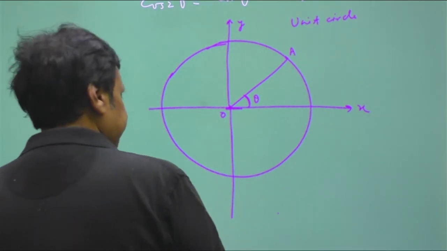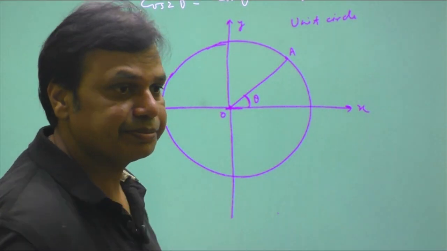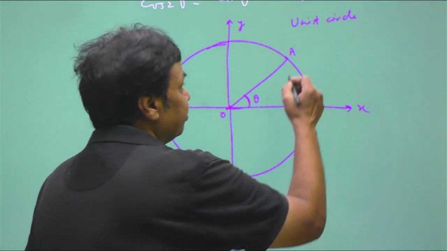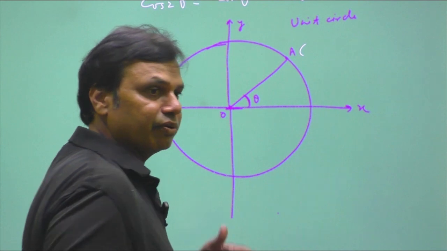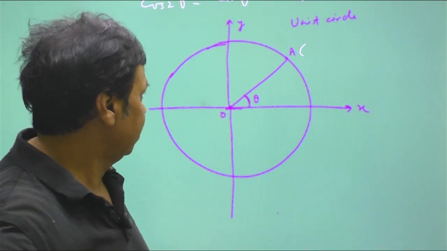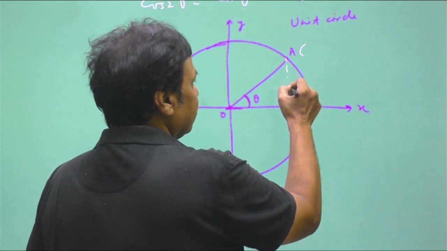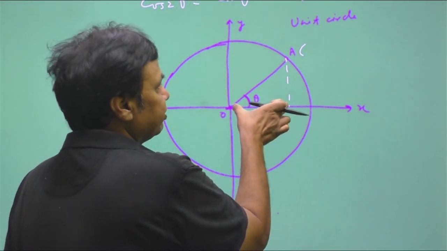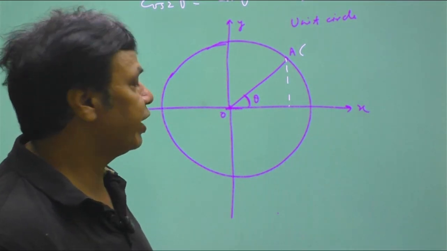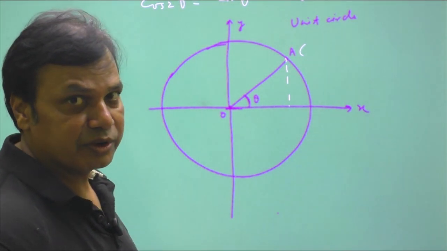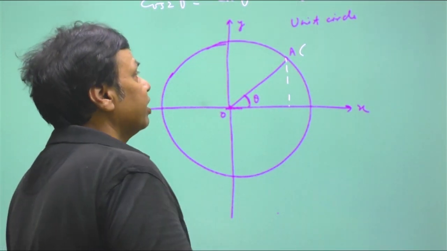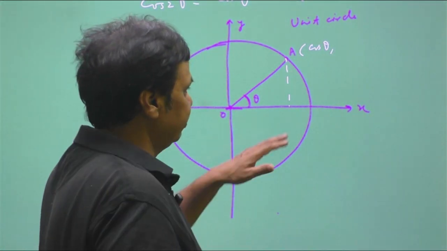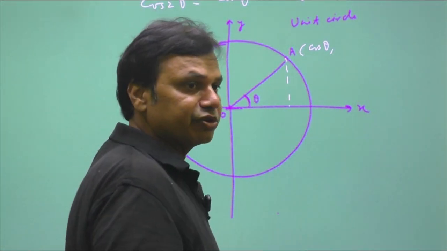Make this a habit. This is a good habit. And now I want you to write the coordinates of point A. This length is the x coordinate, that is OA cos theta, and since OA is equal to unity, that means the x coordinate of point A will be cos theta, and the y coordinate will simply become sin theta.